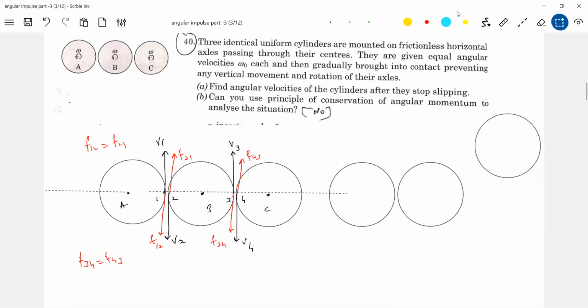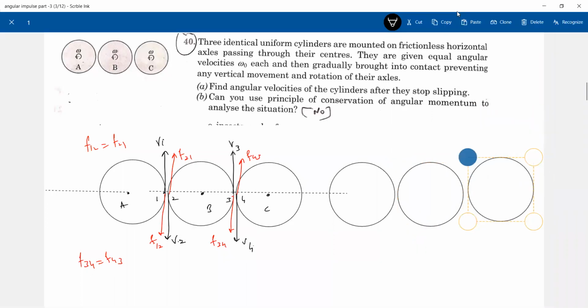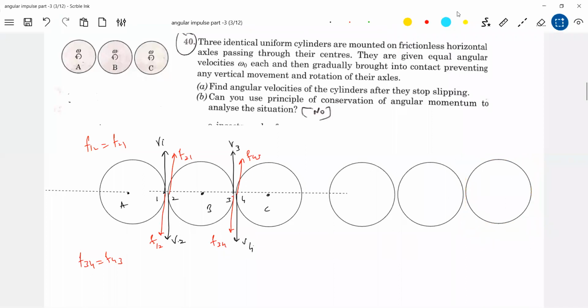Finally, no slipping is told. Some rough diagram I have put. Finally, no slipping means what do you expect? What should happen? Finally, I'll suggest like this. Initially, all were having same angular velocity. Finally, what happened? These are the velocities of the disks A, B, C. They should not be slipping, no?